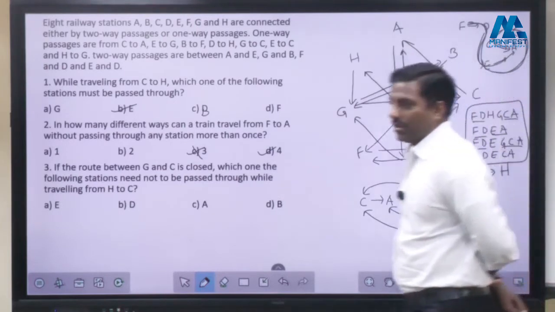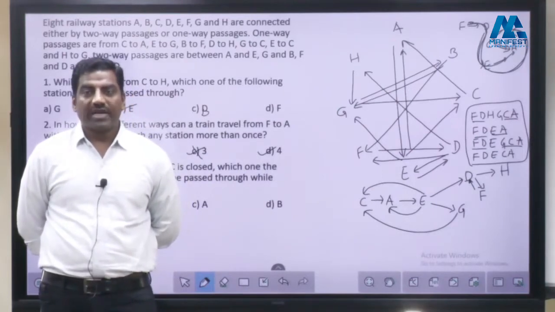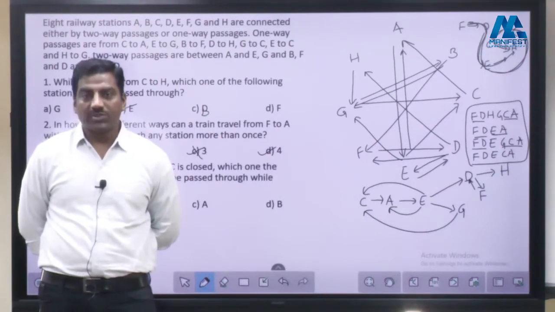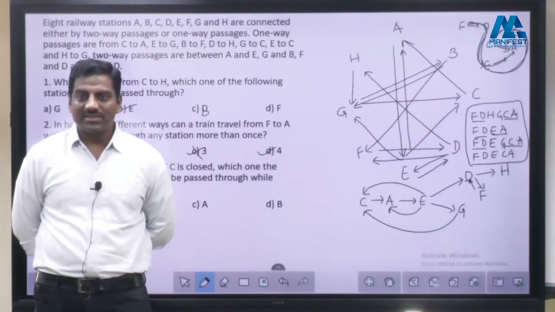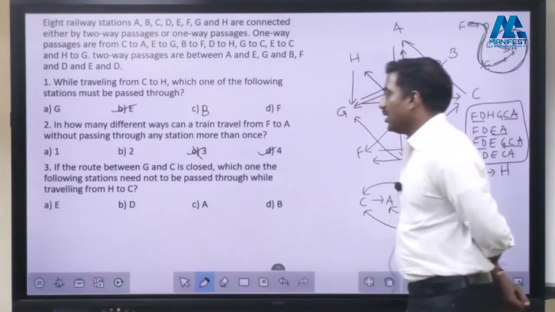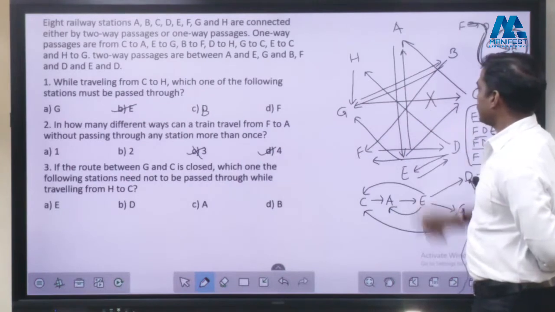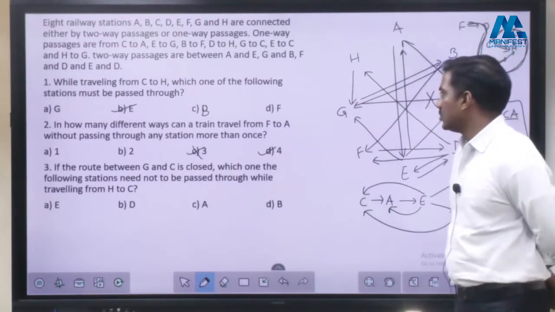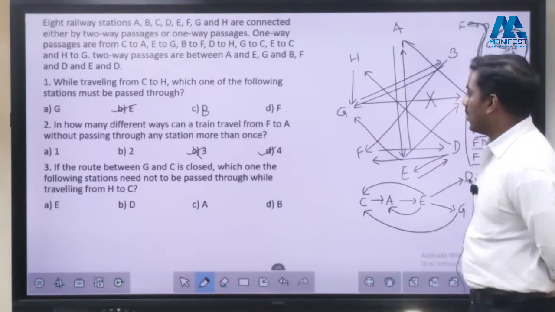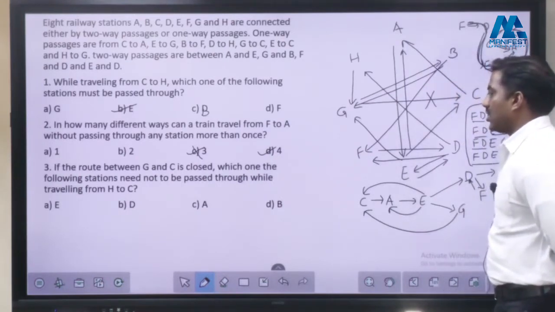Or if you want to get the perfect answer for all the situations, you have to write from A to H, 8 stations, and you have to draw all possibilities with patience, then trace, but it is going to be difficult. Okay. Next question. If the route between G and C is closed, so G has only outlet to B now. Which one of the following stations need not be passed through while traveling from H to C?